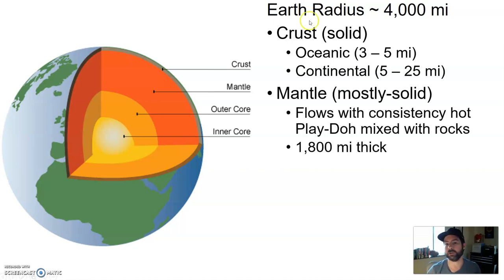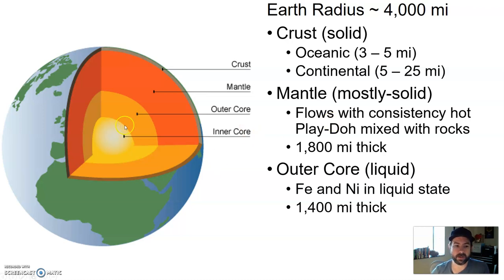Then right below the crust, you have the mantle. It is mostly solid. It flows with the consistency of Play-Doh mixed with rocks. It does move, but it's mostly solid. Imagine hot Play-Doh mixed with rocks. You can move Play-Doh around, so it does flow a bit. There is some movement, very slow movement, within the mantle. But again, it's mostly solid, about 1,800 miles thick. It's the biggest layer by volume of Earth.